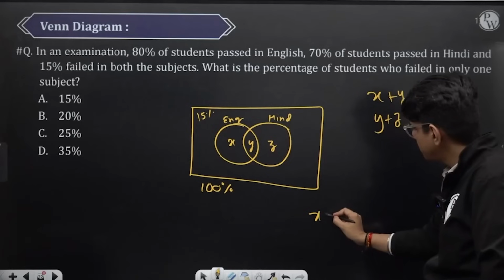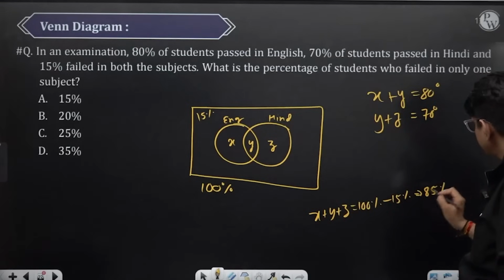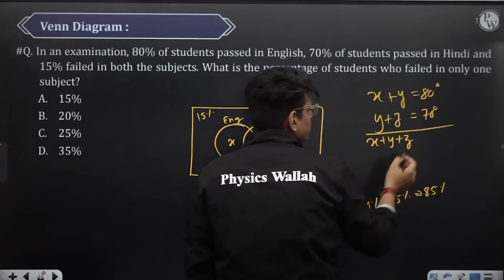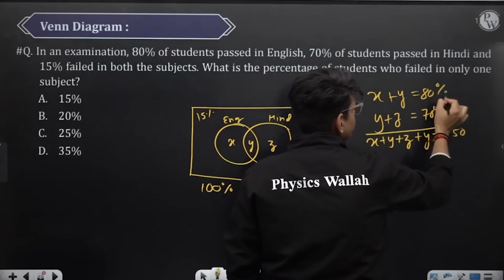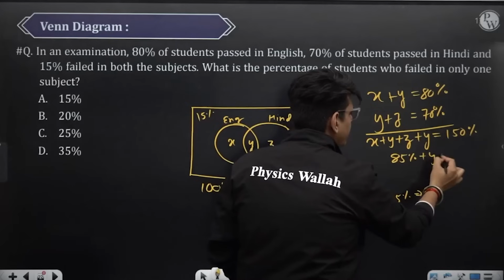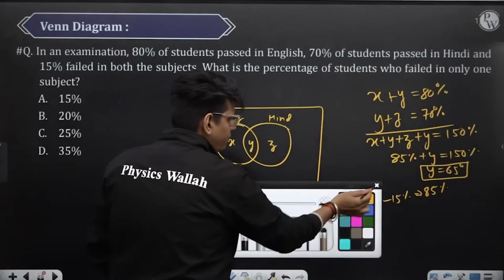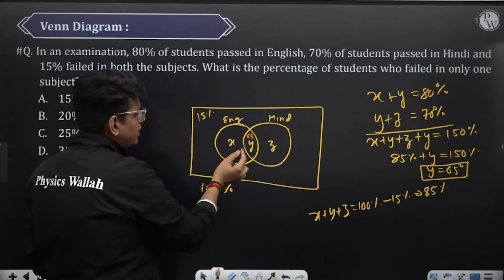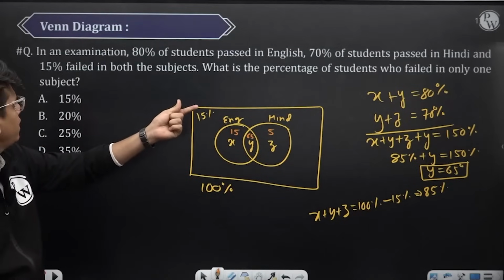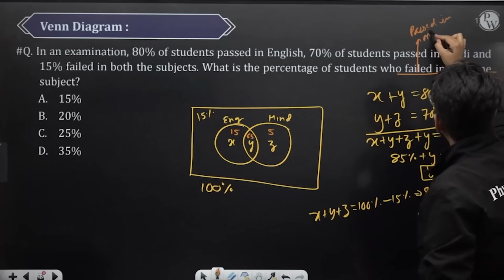So from this, I can say x plus y plus z equals 100% minus that 15%, which will give me 85%. If I add these two equations, x plus y plus z plus y equals 150%, right? x plus y plus z is 85%. So 85% plus y equals 150%. So y equals 65%. This represents 15%, and this will represent 5%. Now they have asked what is the percentage of students who passed in only one subject, meaning passed in only one subject.